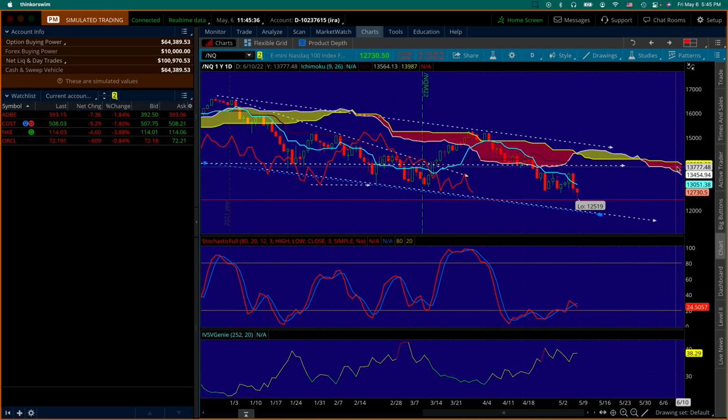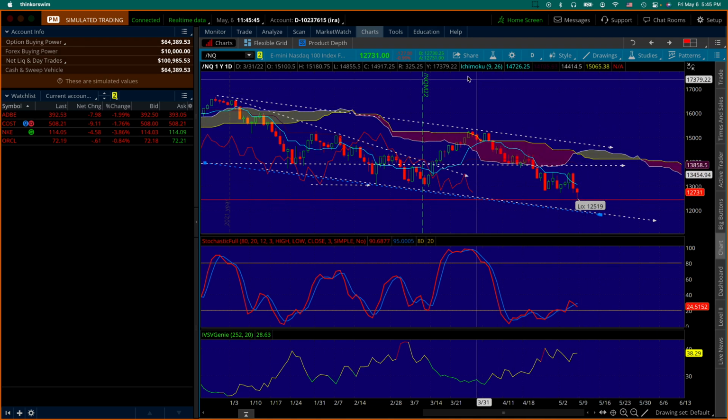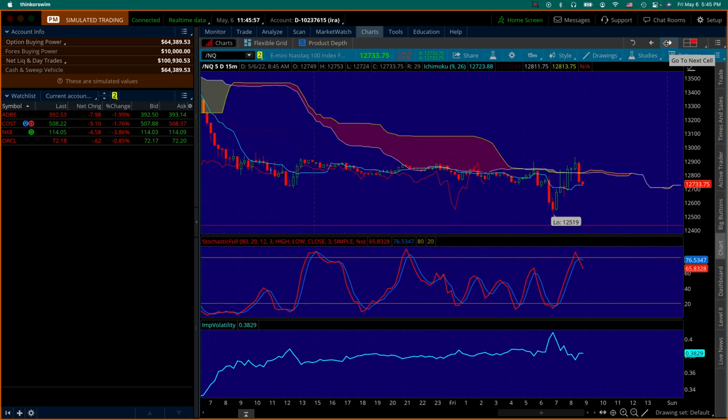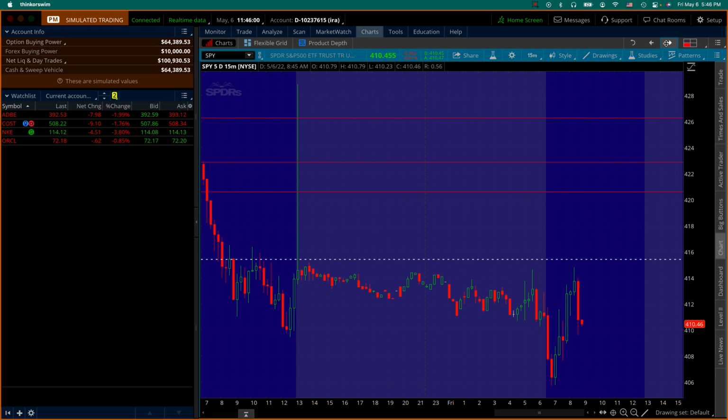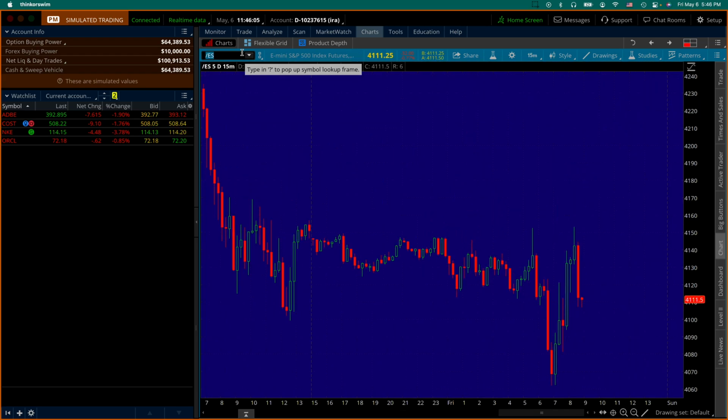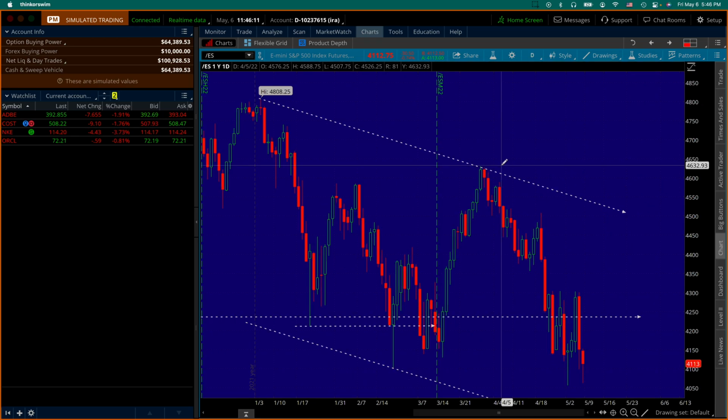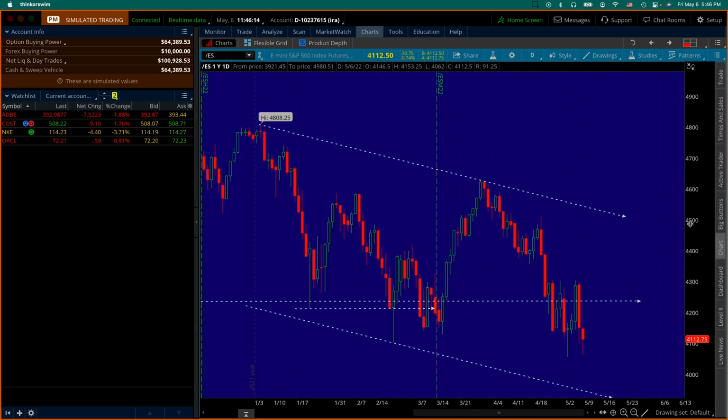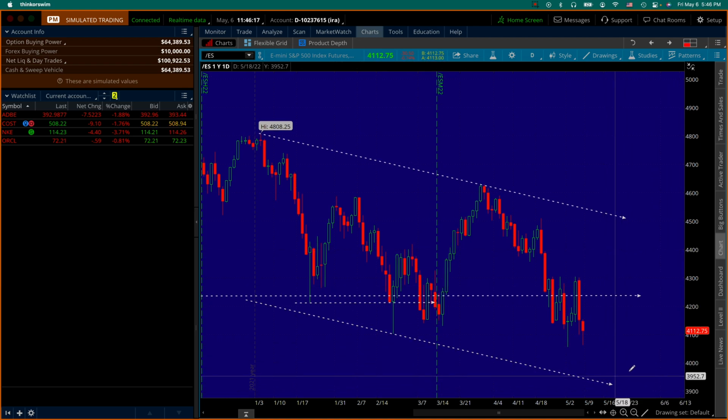Now you see the leading edge, the leading cloud of the Ichimoku cloud is really red, and that implies that we're going to go further down. Do me a favor and do this exercise for the Nasdaq, the SPY, the ES, which is the SPY mini, and again this needs to be done on a daily chart, okay, and do the analysis like that. That gives you an idea where the target should be.